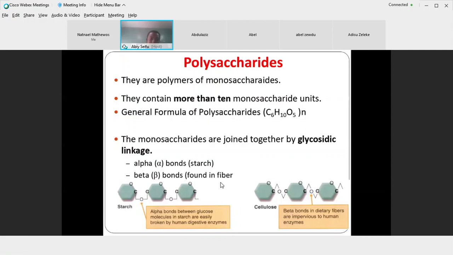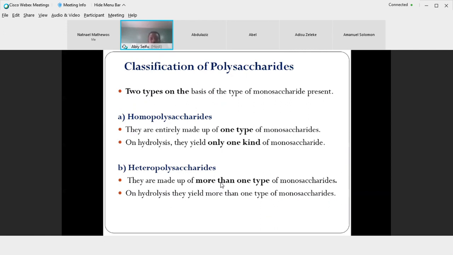The other group is polysaccharides. As you know, polysaccharides are polymers of what? Monosaccharides, more than 10. The linkage can be alpha or beta. And we have two types of polysaccharides: homopolysaccharides and heteropolysaccharides. Homopolysaccharides are exclusively made from what? One type of simple sugar. Whereas heteropolysaccharides are polysaccharides made from more than one simple sugar.